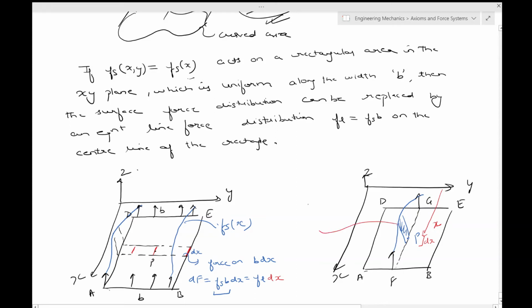So the force on dx is equal to FL dx, where FL is the force density per unit length. Okay, now it is clear that if Fs acts on a rectangular area in the xy plane which is uniform along the width b, then the surface force distribution can be replaced by an equivalent line force distribution.